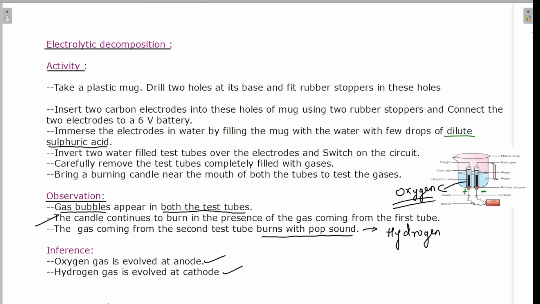And also we will observe that the volumes of gases collected in these test tubes are not the same. The volume of the hydrogen gas collected is double the volume of oxygen collected.